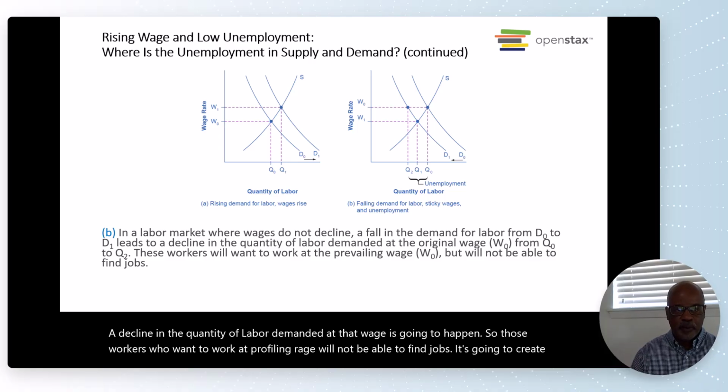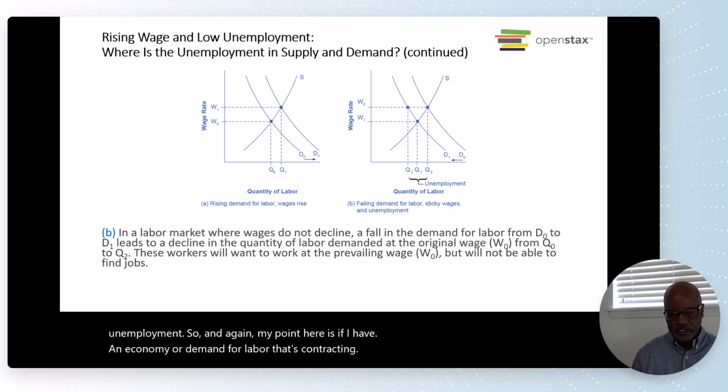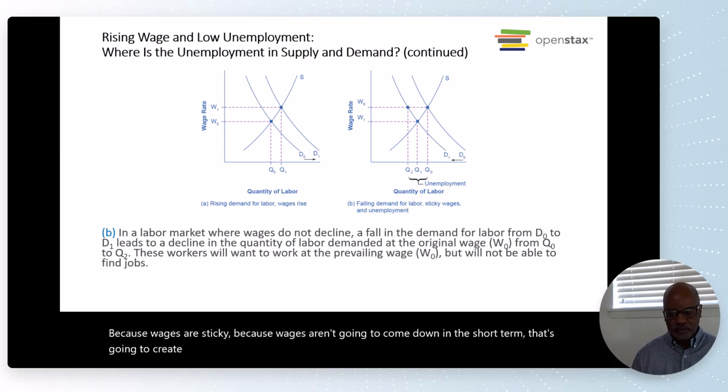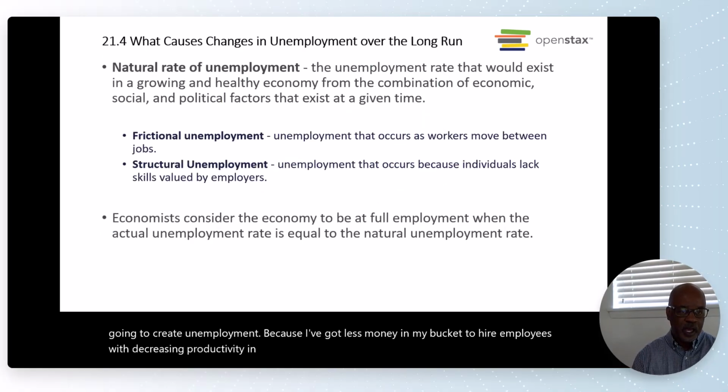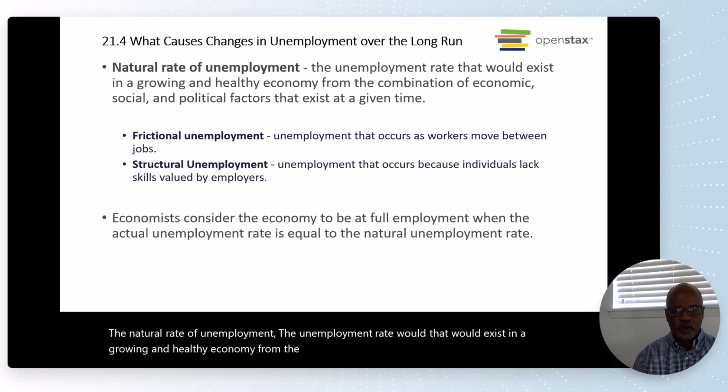So again, my point here is if I have an economy or demand for labor that's contracting, because wages are sticky, because wages aren't going to come down in the short term, that's going to create unemployment because I've got less money in my bucket to hire employees with decreasing productivity in the marketplace. The natural rate of unemployment is the unemployment rate that would exist in a growing and healthy economy from the combination of economic, social, political factors that exist at a given time.